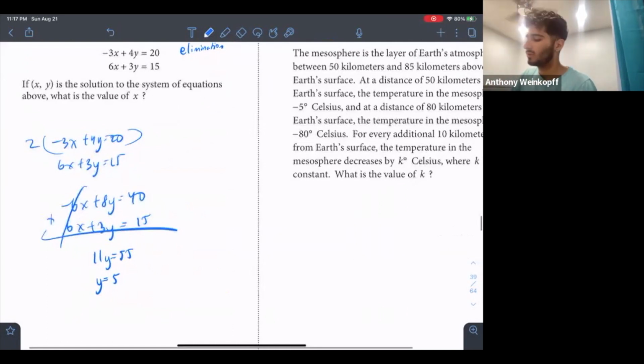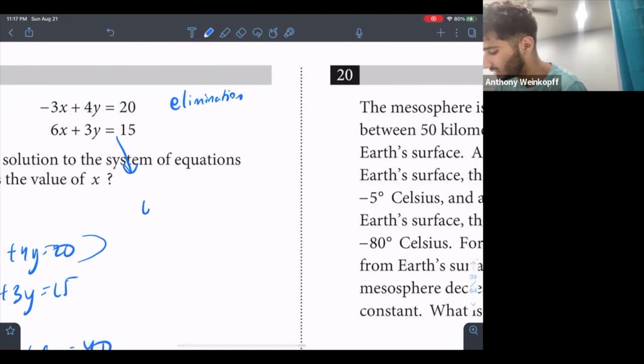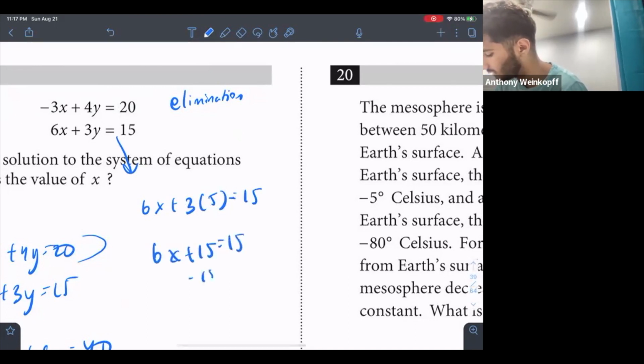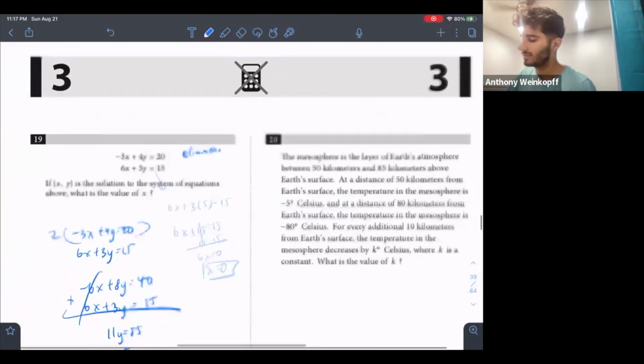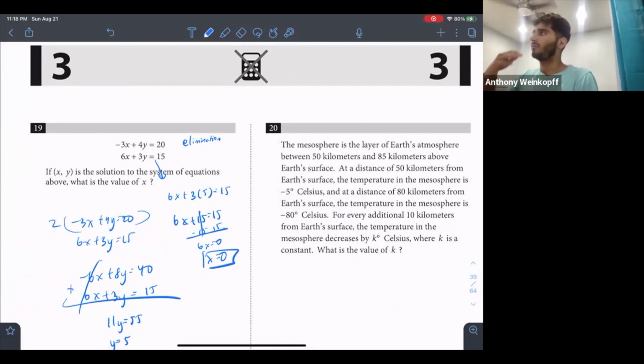Now, since they want to know the value of x, you would just plug in y into the equation. So let's use the bottom equation. It would be 6x plus 3 times 5, 15. 6x plus 15 is equal to 15. Subtract 15 on both sides. 6x is equal to 0. x is equal to 0. So that is our answer for 19. See, there's a lot of system of equations problems on this exam. So just getting that down, having different ways of solving system of equations problems is always key.